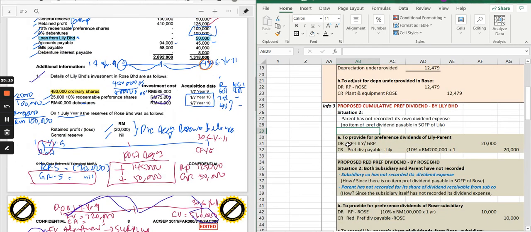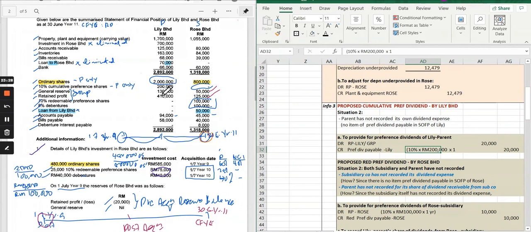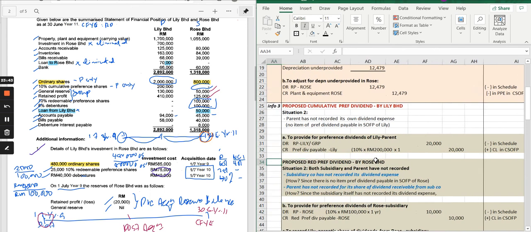So to record, debit retained profit, because dividends are declared out of profits, right? How much? 20,000. How do you get 20,000? 10% from 200,000. 200,000 is the 200,000 cumulative preference shares in the parent. This is the rate, 10%. So for 1 year, 20,000. If you do that, right, you will see the effect here that it would have to be adjusted in the schedule.